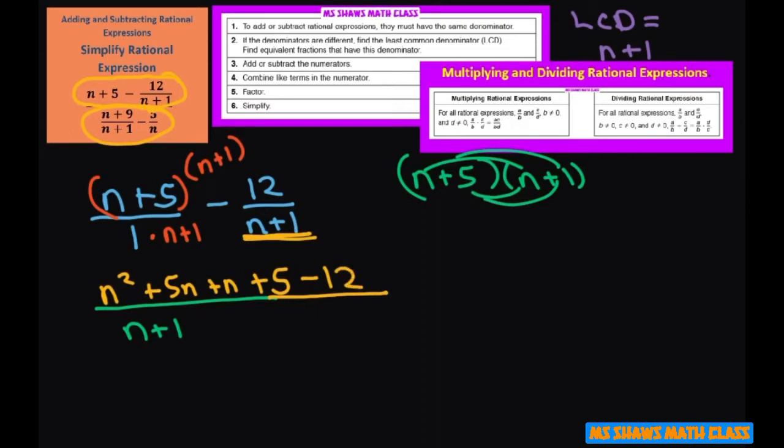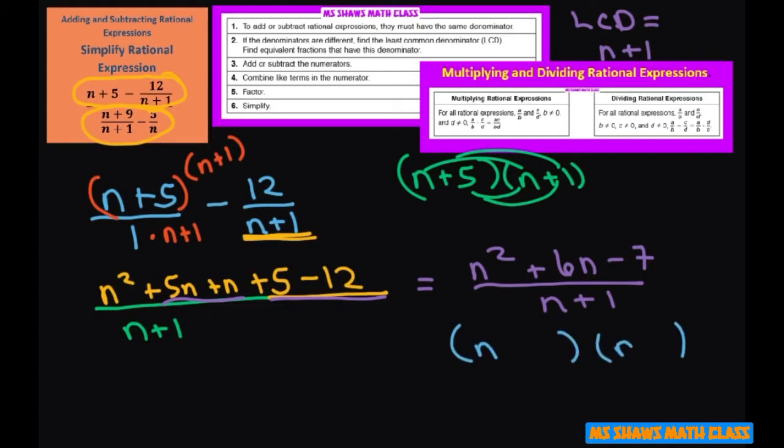Let's simplify our numerator. And that gives us n squared, and this is going to be plus 6n. And 5 minus 12 is negative 7. Divided by n+1. Also, let's see if we can factor this. It looks like we can. n, and 7, and 1. So we can do n plus 7 times n minus 1 divided by n+1. So that's the first problem.